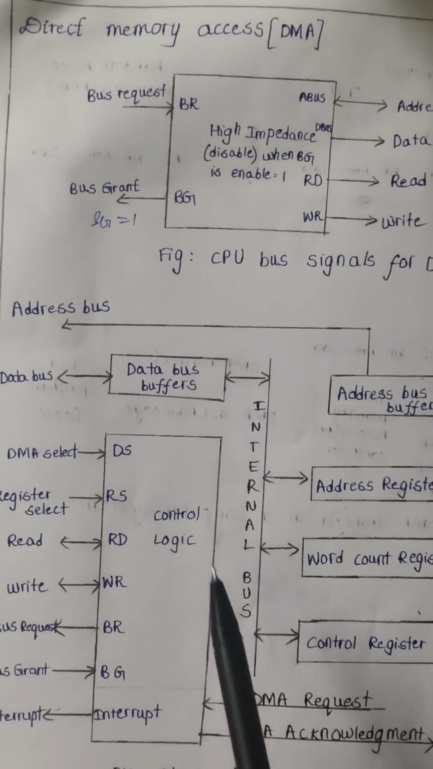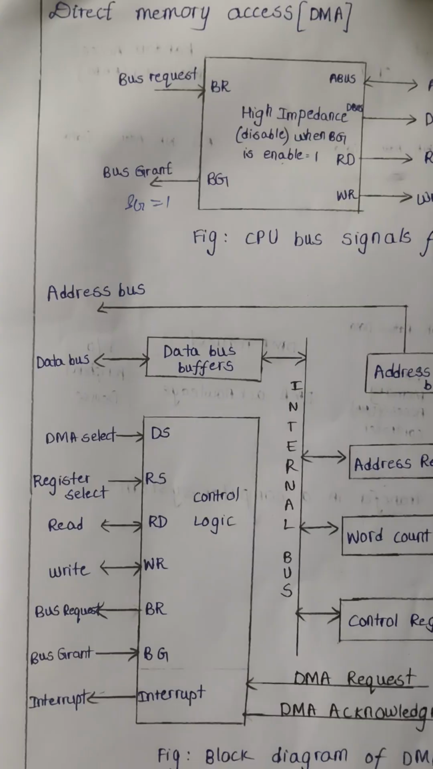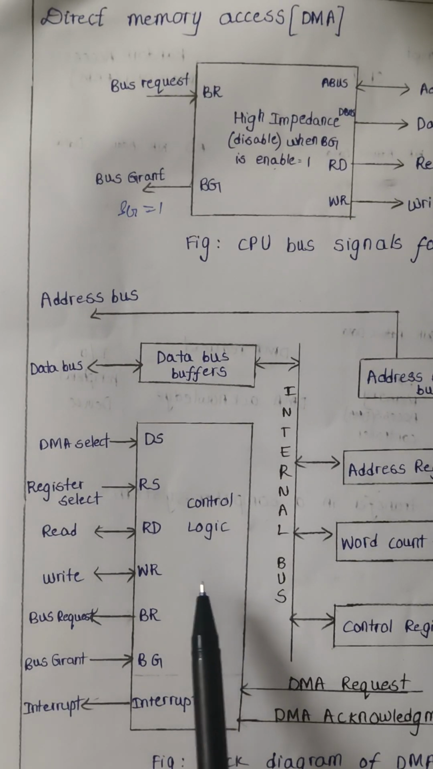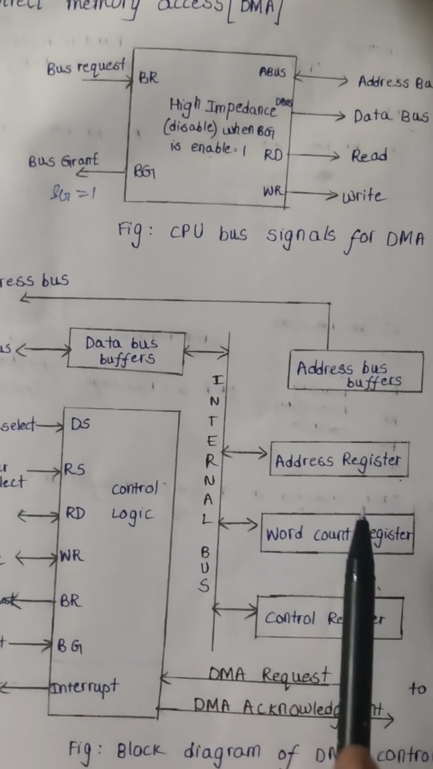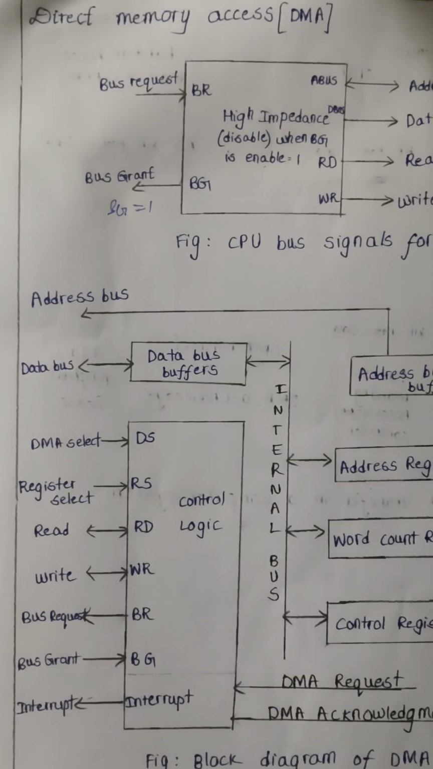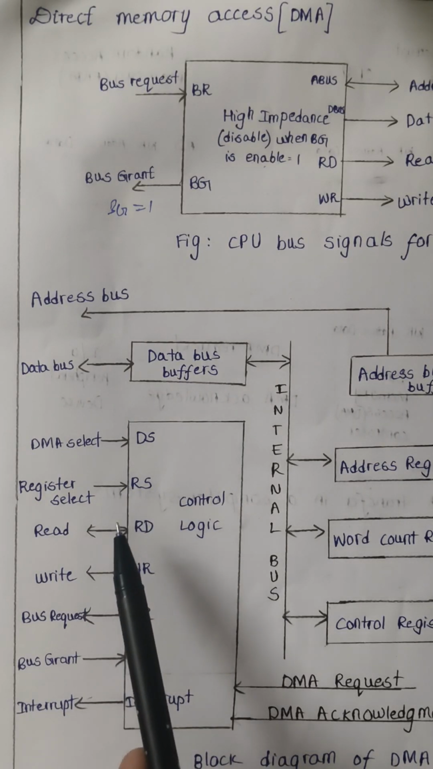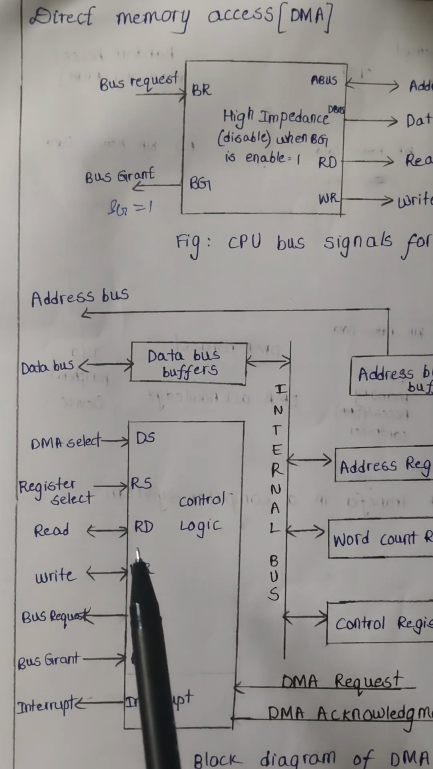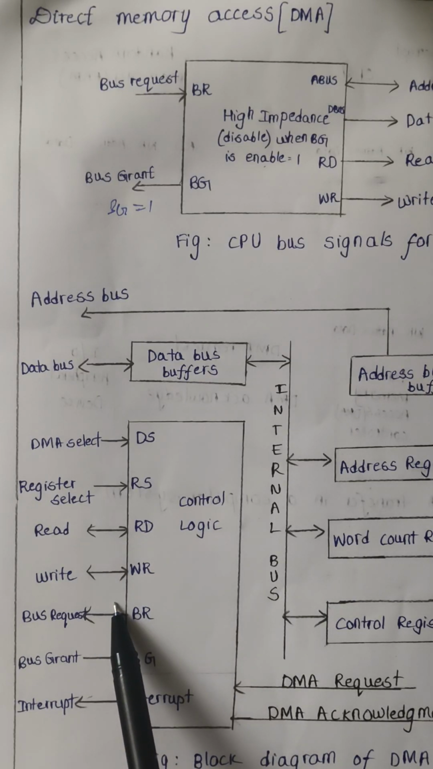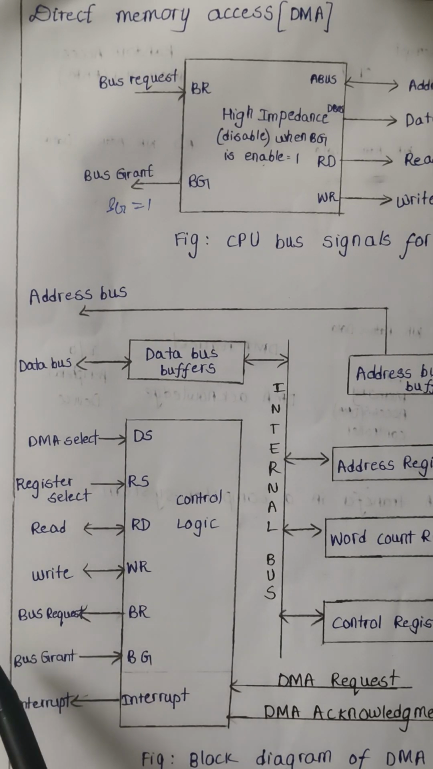So this is the basic block diagram of a DMA controller. This DMA controller consists of one control logic, data bus buffers, address registers, word count registers, and control registers. In the control logic, it has DMA select lines, register select lines, read line, write line. Here the read line and write line are bidirectional lines. And it has a bus request line to the CPU, a bus grant line from the CPU, and an interrupt signal from the input output devices.